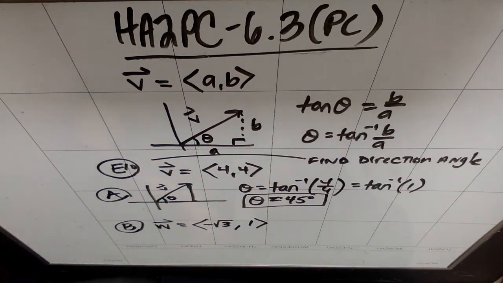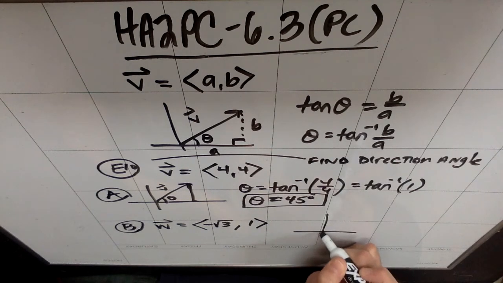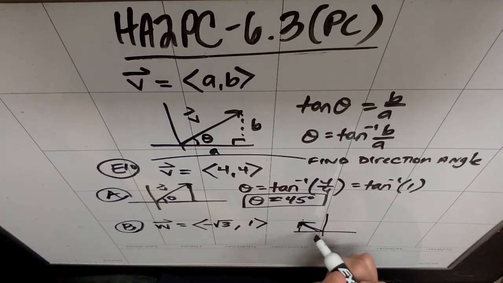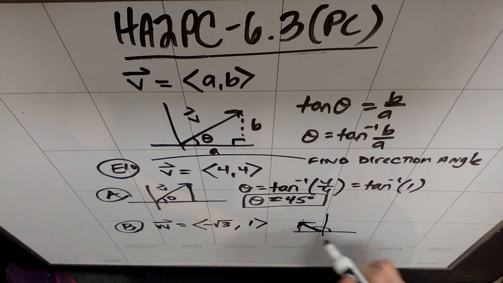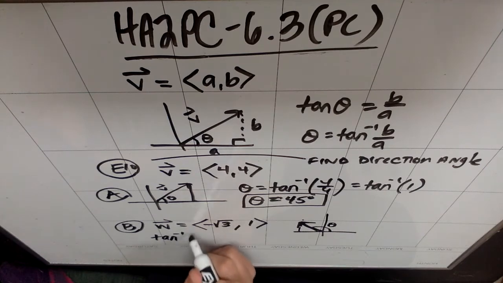So if I draw W as negative root 3, comma 1, what we're looking at here is negative root 3, which is slightly bigger than 1, and then up 1. So we're looking at something that looks sort of like this. And so we want to find this directional angle, again, measured counterclockwise from the positive x-axis. The way we're going to do that is to do the inverse tangent of 1 over negative root 3.